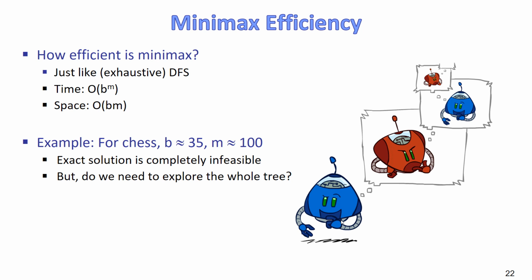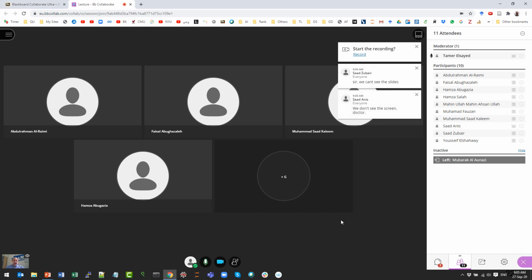And if we look ahead 100 moves in chess, that would be really huge. Imagine, it will be 35 to the power 100.